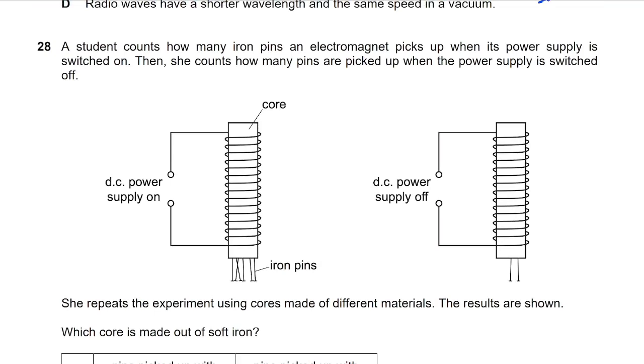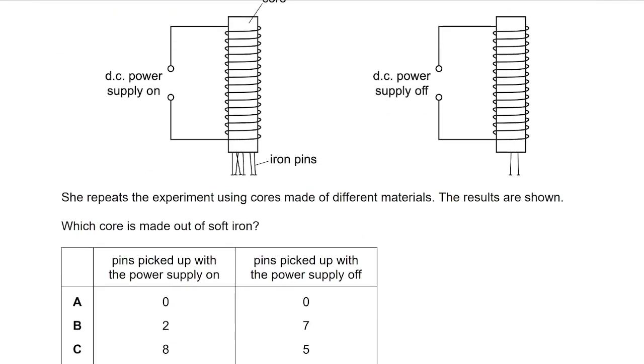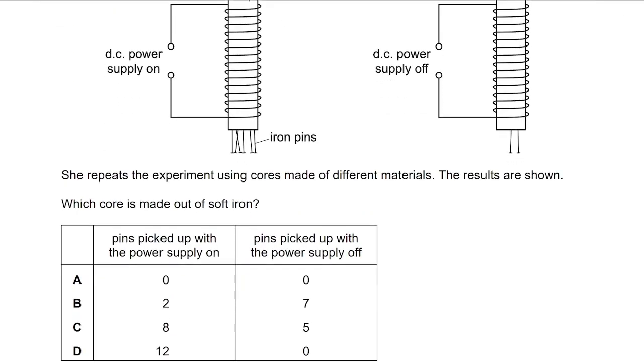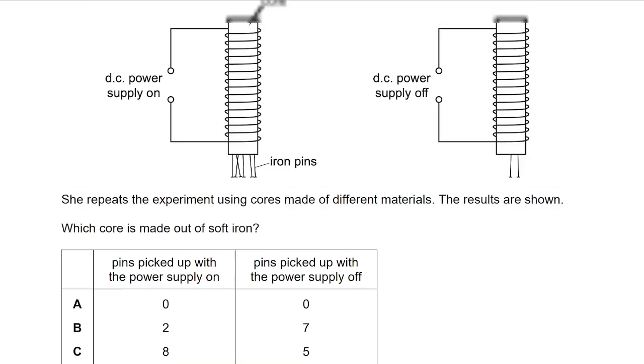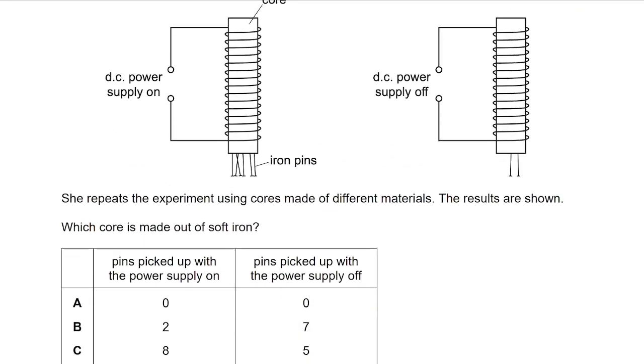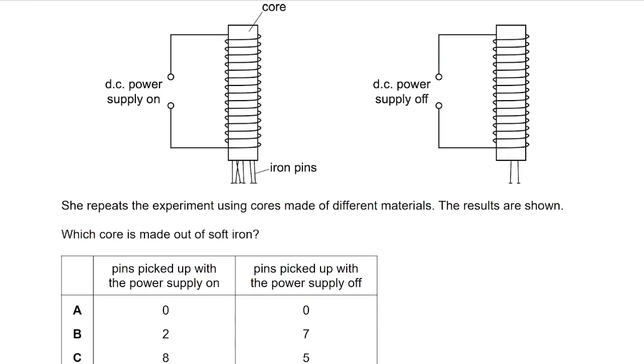Number 28, it says, a student counts how many iron pins an electromagnet picks up when the power supply is switched on, and then she counts how many pins are picked up when the power supply is switched off. So when it's on, when it's off. She repeats the experiment using cores made of different materials. The results are shown. The pins picked up when the power supply is on, we have the iron pins, and we can see that there are a few iron pins there.